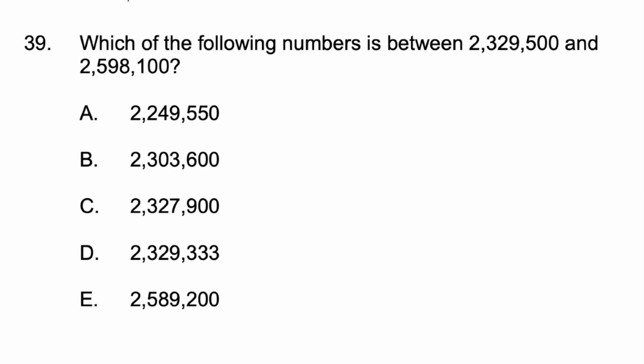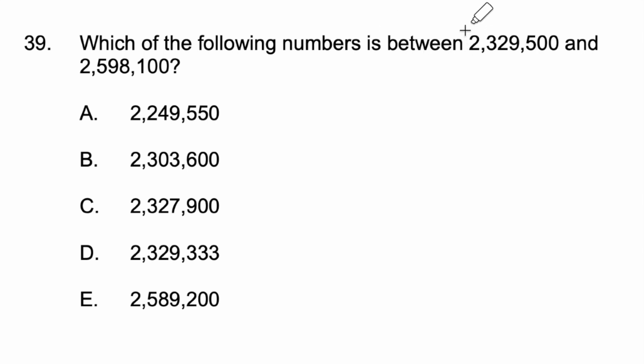It says here for number 39 on the CBEST, which of the following numbers is between this number and this number? And then we have all these large numbers. Now, the way that I did it before, it was crazy, but it involved looking at 2,329,500 and comparing it to all these other numbers and the 2,598,100. What I think would be a lot easier is if we simplified it.